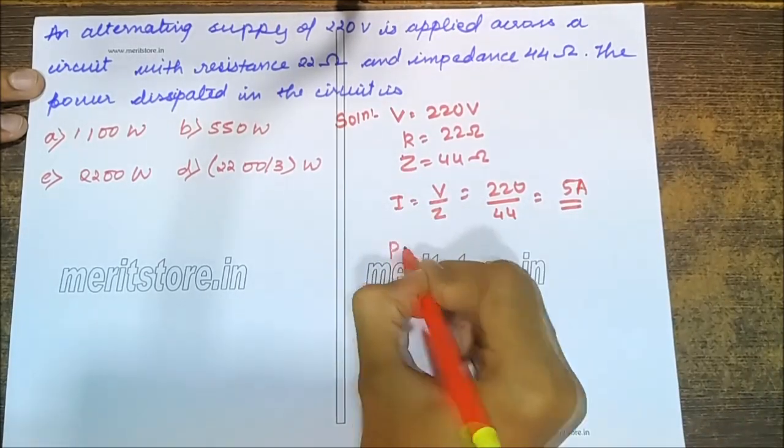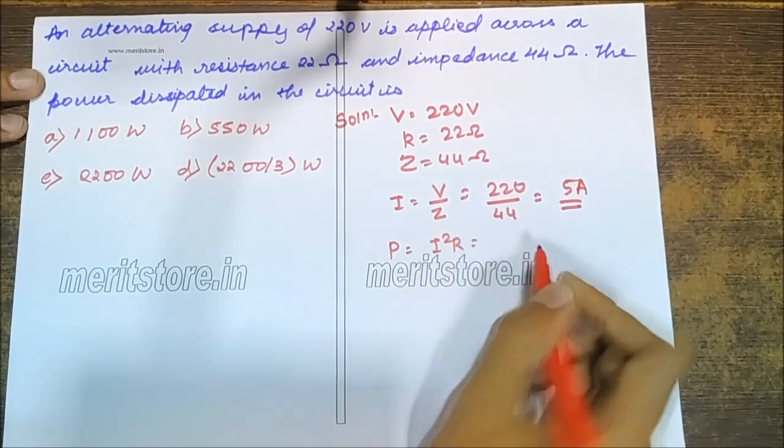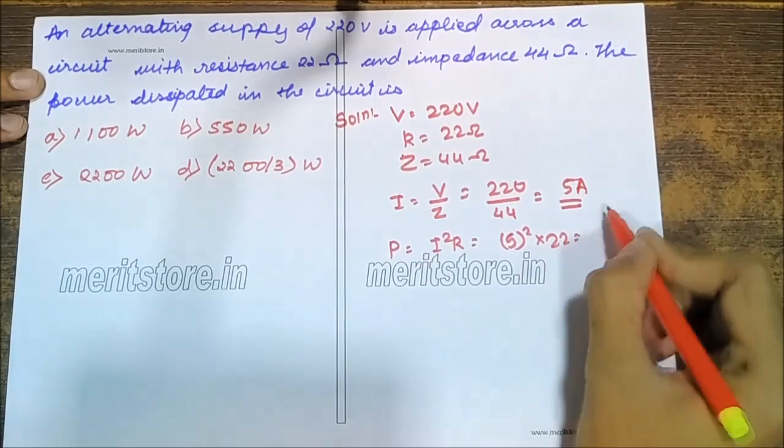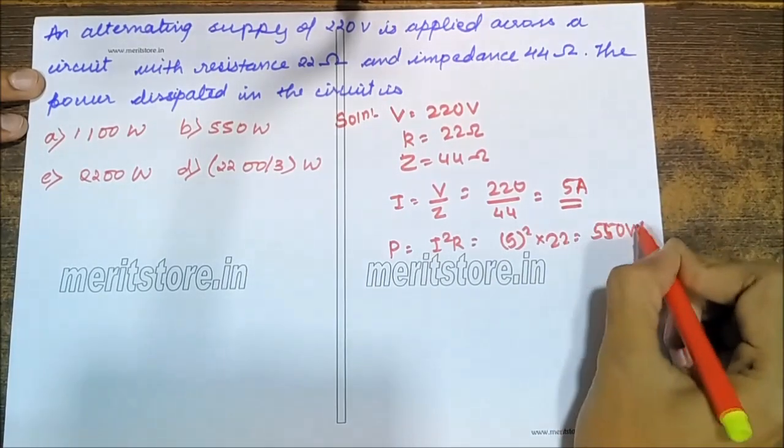Now for the power we have this formula I square R, where I is 5, squared, multiplied by R which is 22, so the total power dissipated is 550 watt.